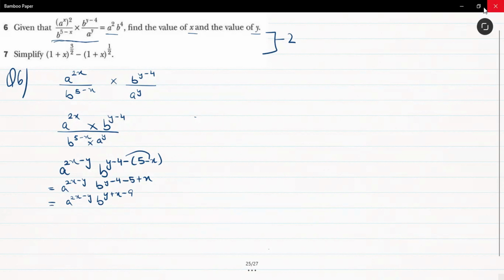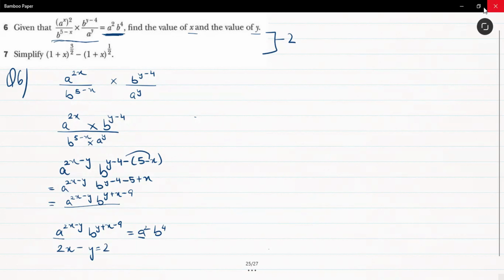Then they have told us what this result is going to give us: a squared b to the power 4. So we can say that a to the power 2x minus y multiplied by b to the power y plus x minus 9 is equal to a squared b to the power 4. Now we're going to compare the powers. The power of a is going to be 2, so we can say 2x minus y is going to be 2.